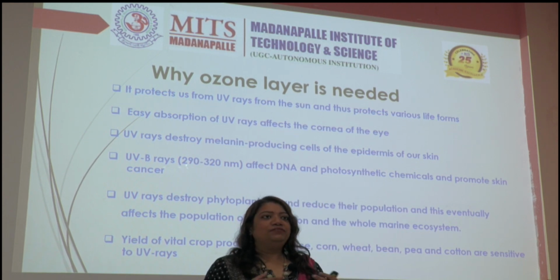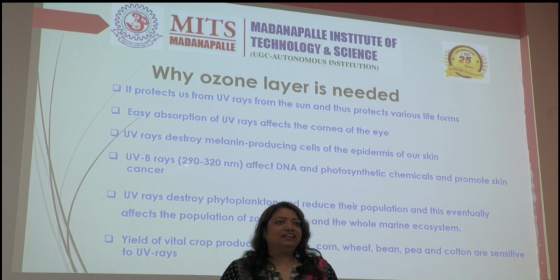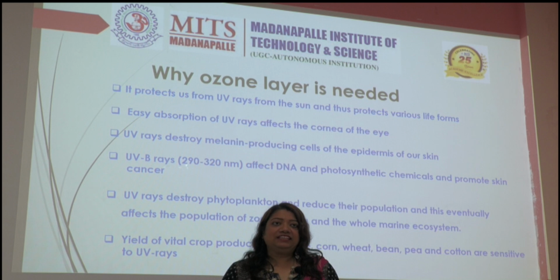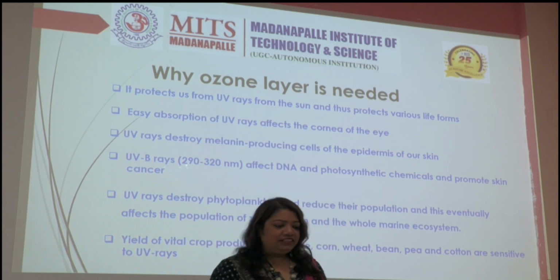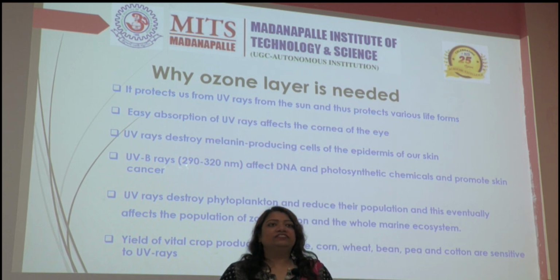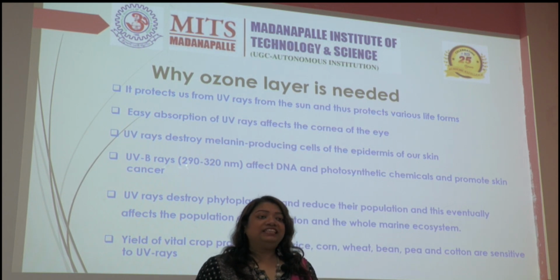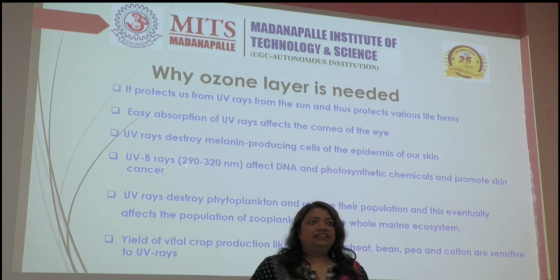But with the depletion of the ozone layer, what is happening? This UV B and C radiation is coming directly to the Earth's surface. And this UV B radiation consists of wavelengths from 290 to 320 nanometers. It is affecting our DNA. It promotes skin cancer, and it is also affecting photosynthesis by destroying the photosynthetic chemicals.